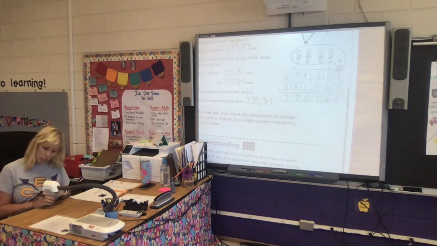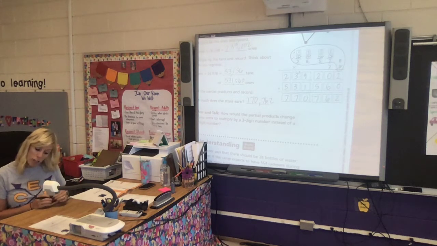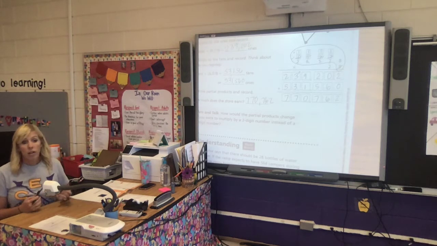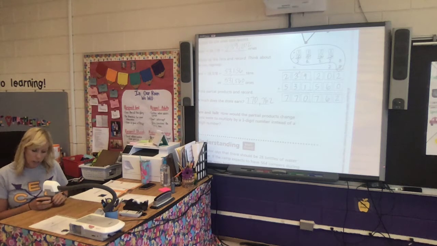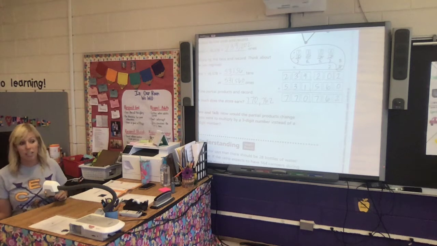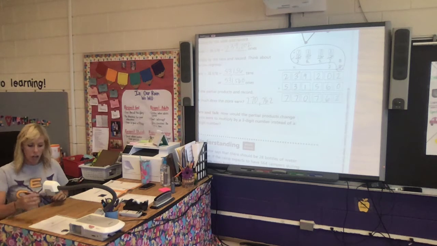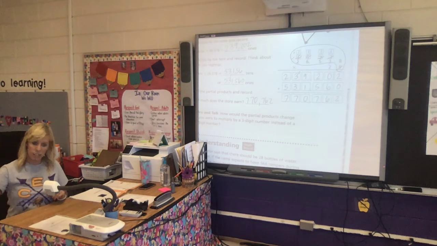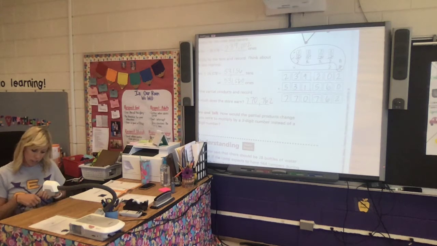So how would partial products change if you were to multiply by a 3-digit number instead of a 2-digit? Well, you might think some things like it would be larger. Of course, if you multiply something by 10 or by 100, your answer is going to be larger. You might also think, well, I would have 3 rows of numbers because I'd multiply ones, tens, and hundreds.